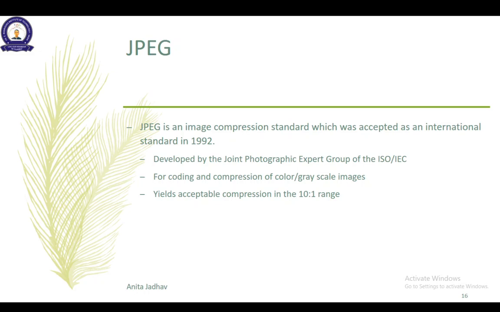Why is JPEG so famous, or why was it accepted as a standard? Because it gives a very good compression, in the range of 10:1. So originally, whatever image you were having, if it requires 10 bits of data, when you perform JPEG compression on it, or when you run the JPEG algorithm on it, you require only 1 bit to store. So you can imagine the amount of compression it is achieving.